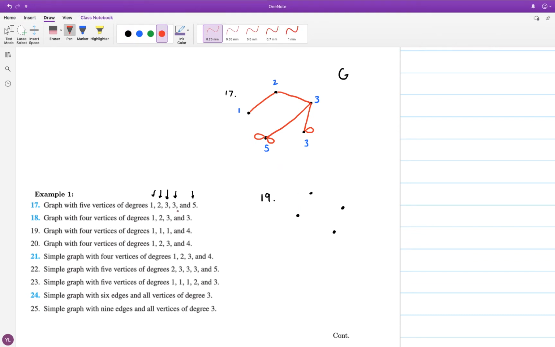So let me try. I want 3 vertices of degree 1. So how could I do that? Well, if I add an edge like this, then each of those vertices has degree 1. I wouldn't be able to use a loop to do this because if I put a loop on a vertex, it gives it degree 2. So that's no good. So if I want 3 vertices of degree 1, then I'll probably have to do something like this. And then one of those vertices needs to be chosen to try and be degree 4.